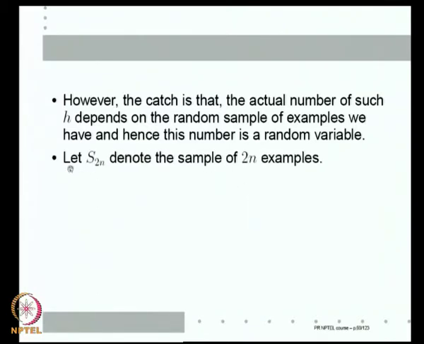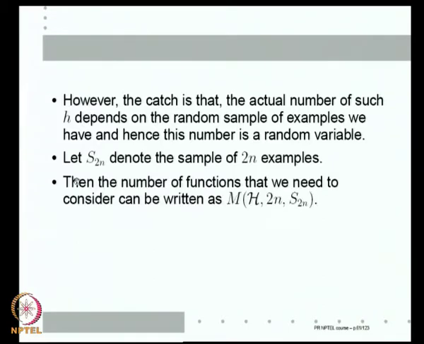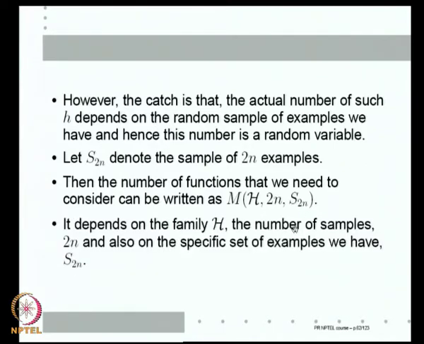So, if S2n denotes a sample of 2n examples, then this number of functions that we need to consider has to be written as a function of h, 2n and S2n. This function obviously depends on the maximum number of functions I need to consider for the supremum. It very much depends on what functions are there in h, so it is a function of h certainly. It of course depends on the number of samples, but in addition, it also depends on the specific examples we have. So, I cannot directly use this number on the right hand side for this probability bound, because it is a random variable.